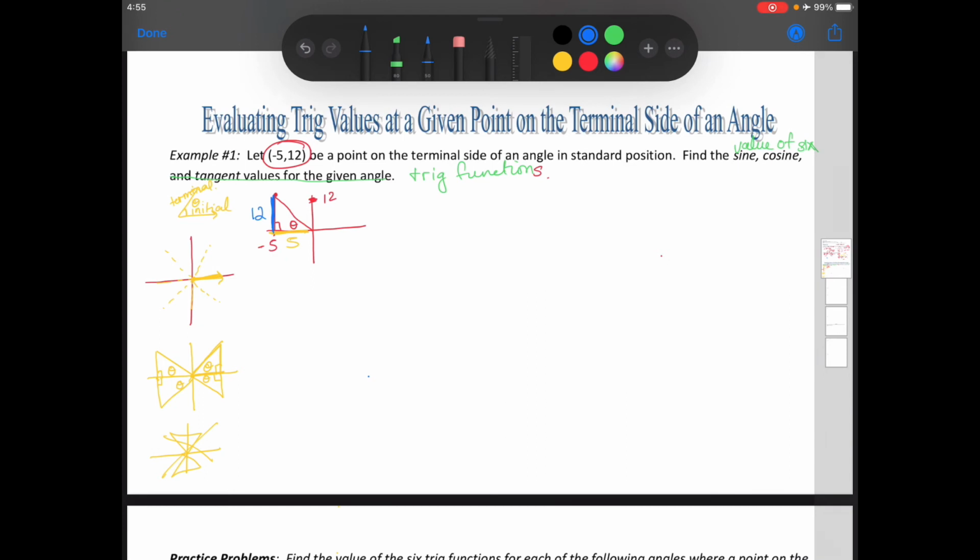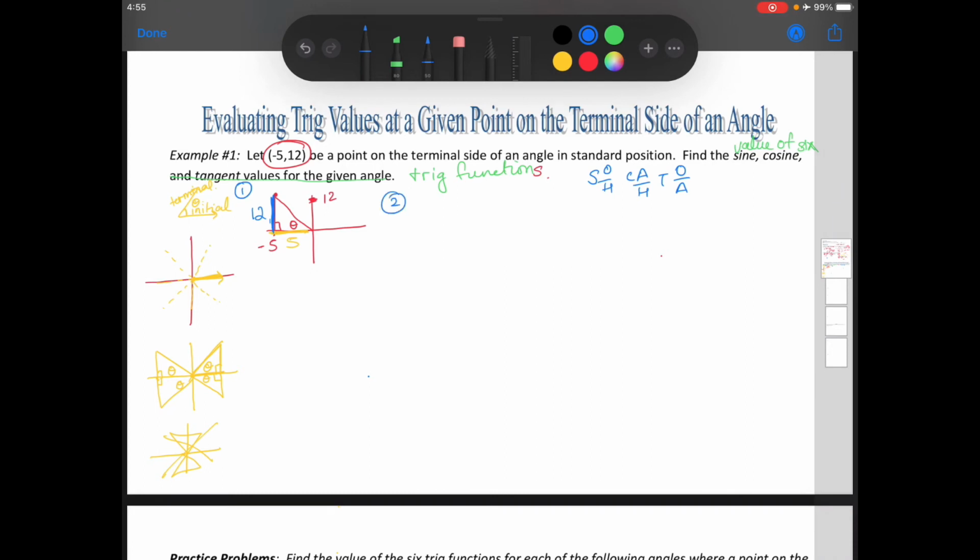So how do I find the remaining trig functions? I know SOHCAHTOA, so I'm going to use SOHCAHTOA. It's very similar to what we did for lesson 1. I already know two sides of a right triangle. Can I find the third one? Yes. So the first thing you'll always do is draw a picture, sketch your reference triangle.